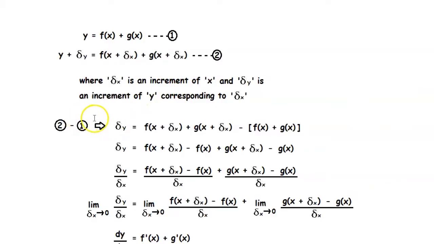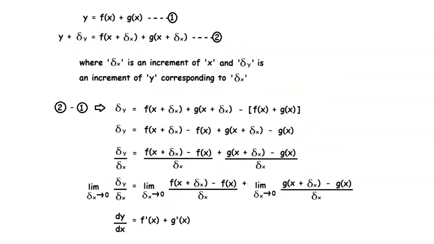Then our next step as usual is to subtract equation 1 from equation 2. So this will give us delta y equals f of x plus delta x plus g of x plus delta x minus f of x plus g of x. Now we rearrange this in such a way that the f functions are together and the g functions are together. There is a reason why we do this. You will notice this at the end of our proof. Then we divide both sides by delta x.